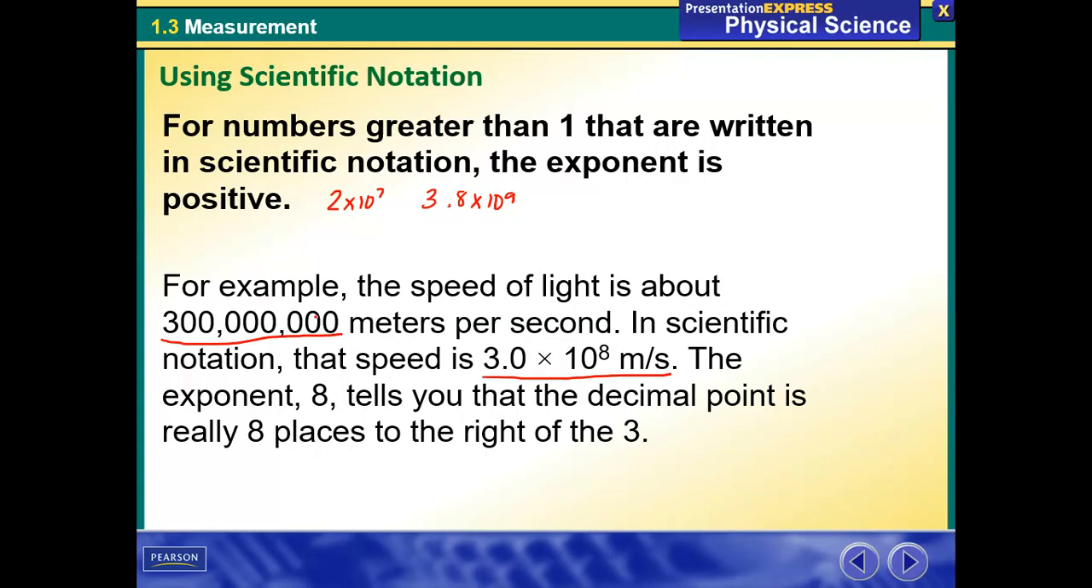What they did here is that in this number, my decimal is at the end. They had to move the decimal over here 1, 2, 3, 4, 5, 6, 7, 8 times. That's where they get this 8 here. The exponent 8 tells you that the decimal point is really 8 places to the right of the 3. So if we take this decimal and move it 8 times to the right, it would get us back out to 300 million.